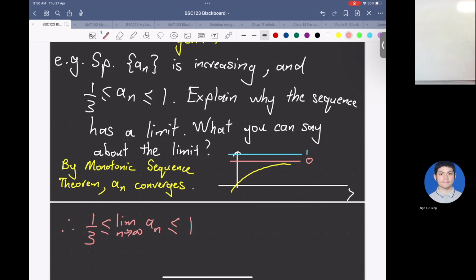Actually, you can compare this with the squeeze theorem, right? You think of 1/3 and 1 as two constant sequences, but they converge to different numbers in this case. The squeeze theorem needs to converge to one number, but this converges to two different numbers. And then one condition is that a_n is monotone. Okay, then you converge.